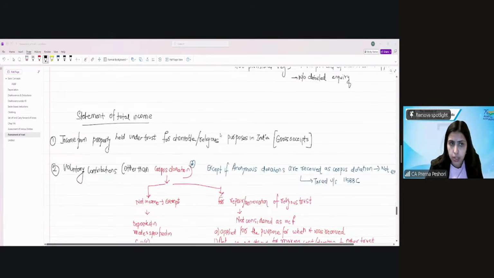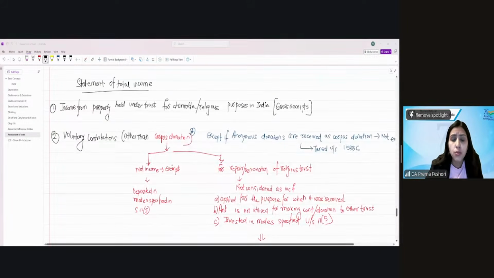The statement of total income, which is we start with the income from property held under the trust for charitable or religious purposes in India. Here we take the gross receipts, not the receipts after expenses. So here we take before expenses. Then we consider the voluntary contribution other than the corpus donation. As I told you, for the corpus donation, the donations which are received specifically to be stated as forming part of the corpus of the trust, these are not considered as the income, these are exempt, provided these are deposited in the mode specified in section 11(5).